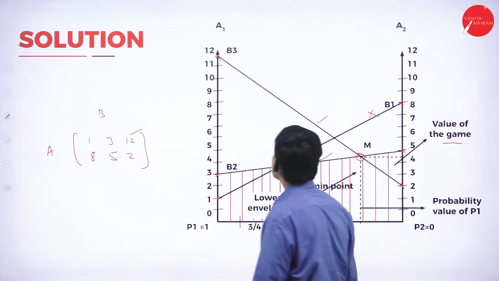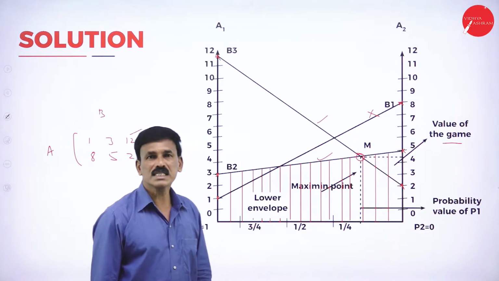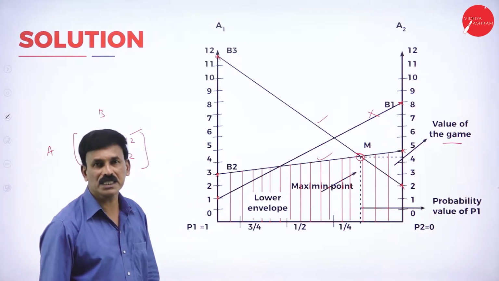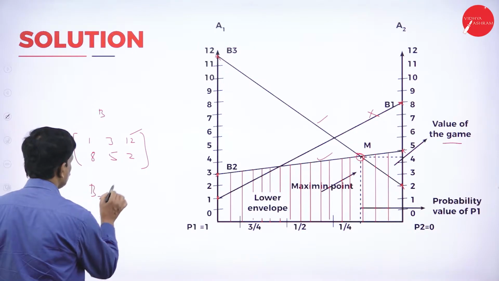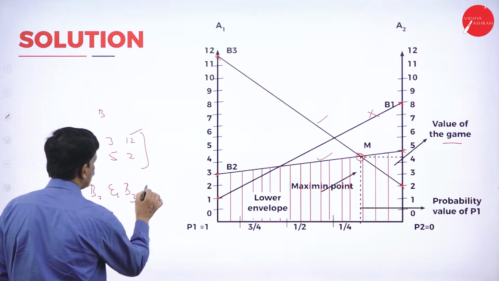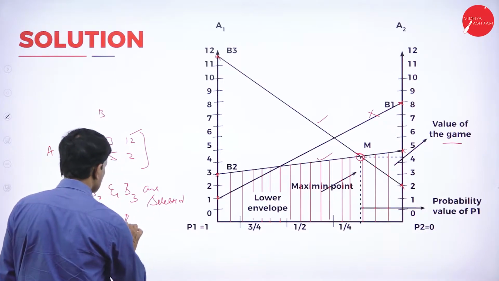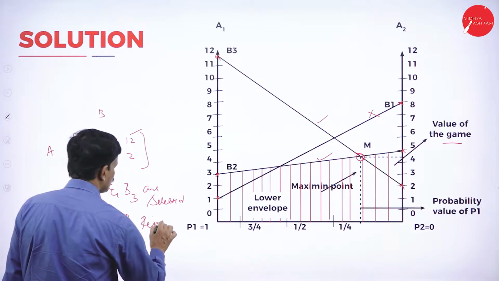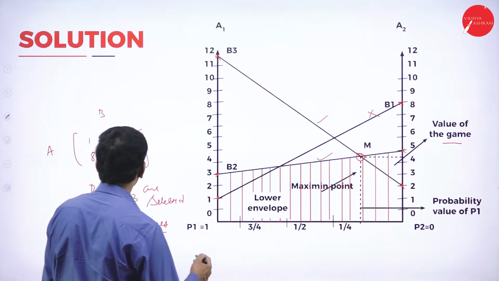So therefore, the lines B2 and B3 are considered here. Now therefore, the strategies B1 is rejected, whereas B2 and B3 are selected. So we are going to reject B1. Therefore, what is the resultant matrix we will have?